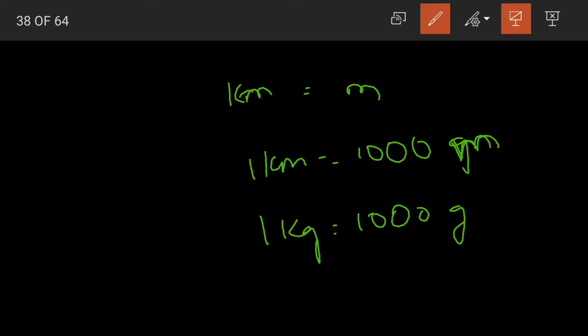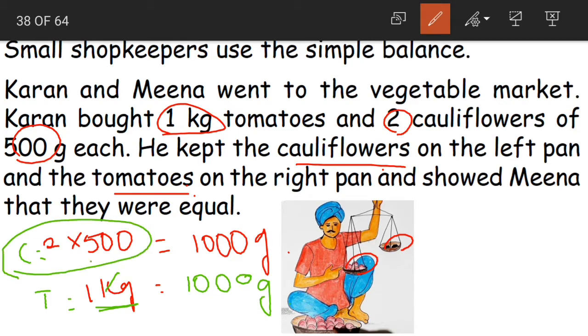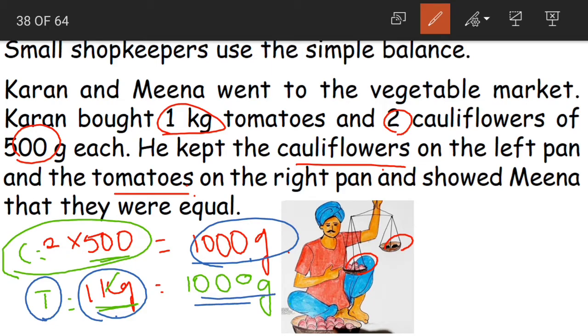Understood? As we have 1 kilometer is equal to 1000 meters, in the same way we have 1 kilogram is equal to 1000 grams. So here 1 kilogram means how much, children, in terms of grams? It is nothing but 1000 grams. So the weight of both is equal. The weight of 2 cauliflowers of 500 grams each is nothing but 1000 grams, and the weight of tomatoes is 1 kg, that is also nothing but our 1000 grams.